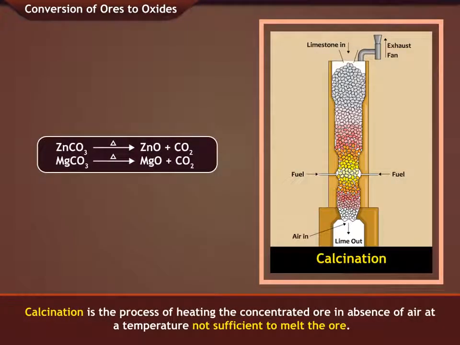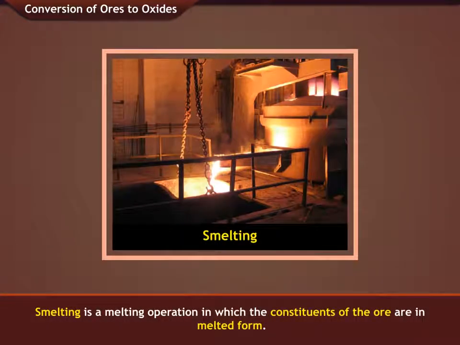Calcination is the process of heating the concentrated ore in absence of air at a temperature not sufficient to melt the ore. Smelting is a melting operation in which the constituents of the ore are in melted form.